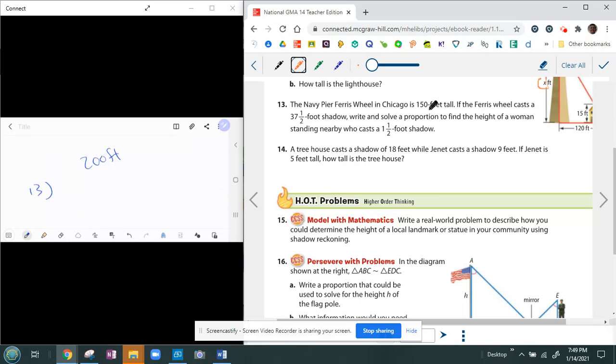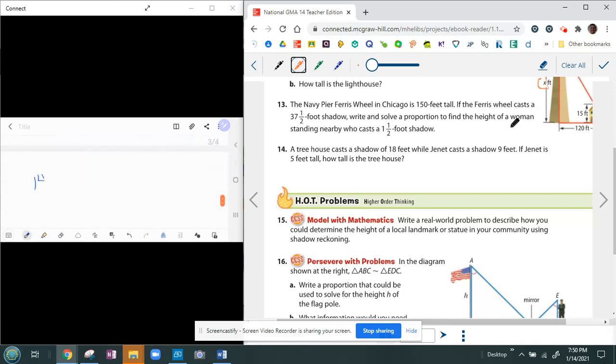Number 13. We have a Ferris wheel that is 150 feet tall and casts a 37.5-foot shadow. What's the height of a woman standing nearby that casts a 1.5-foot shadow? So if we start with x, we'll go x to 150, and we'll go 1.5, easier to type in the calculator, and 37.5. Okay, when we solve that, it comes to that woman is 6 foot tall.